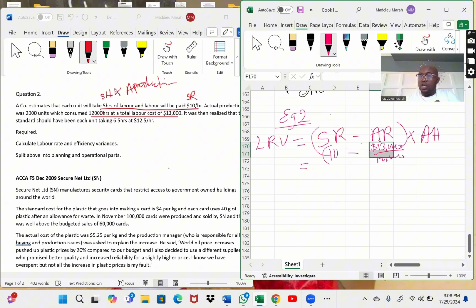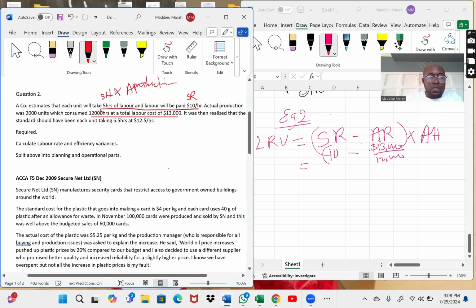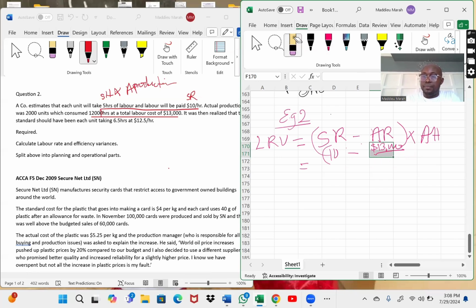Sorry. The question, it's not actually 12,000, it's 1,200. Ignore the 10, please. It's a typographical error. It's 1,200. Okay. So we'll do our $13,000 divided by 1,200. And that will give us 10.8.